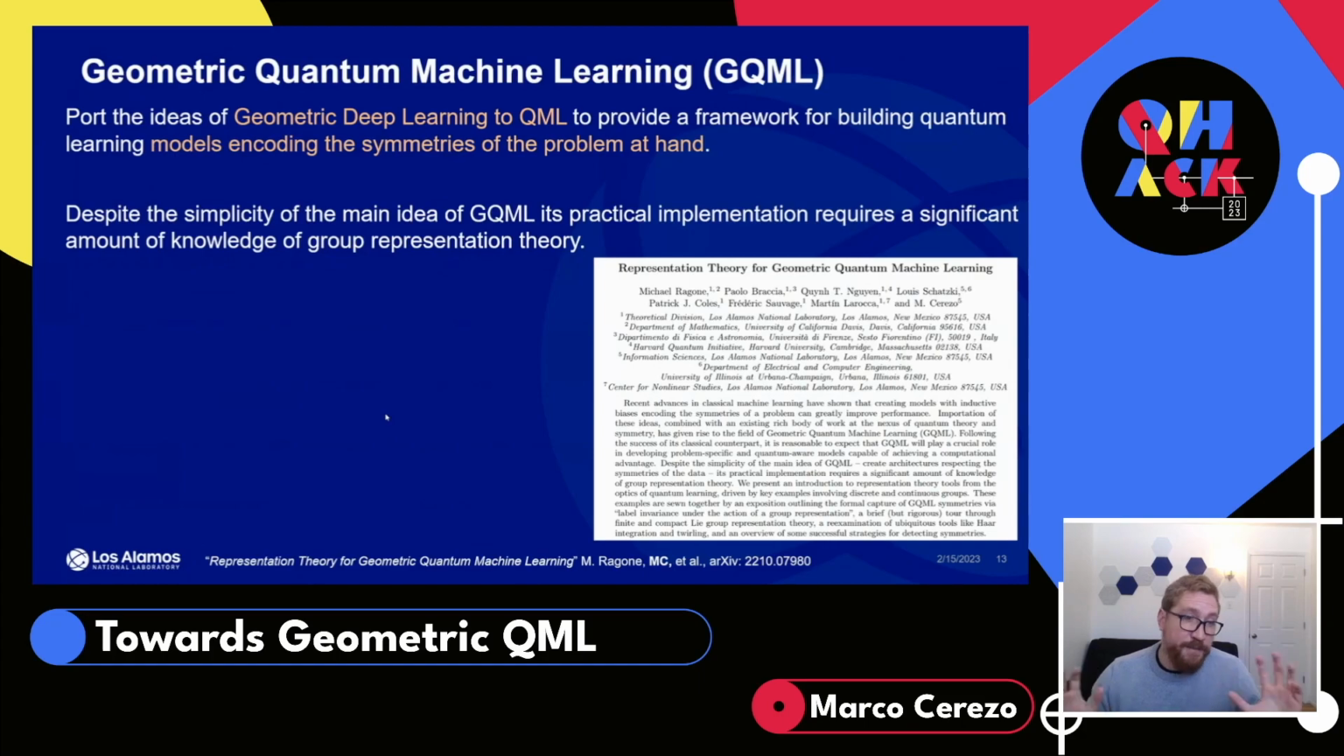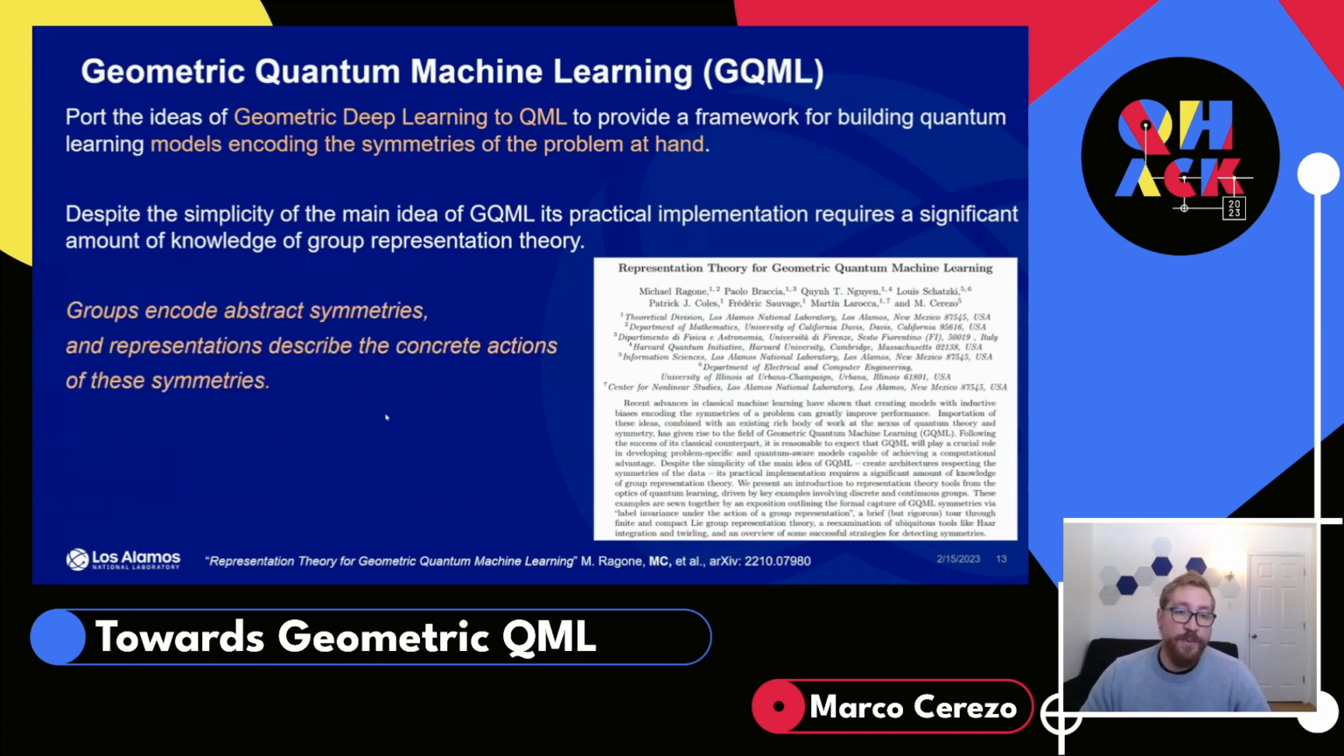Now, I'm going to make a disclaimer here that despite the simple ideas of geometric quantum machine learning, whenever you want to go and implement it, you need to have a significant amount of knowledge of group theory and representation theory. So we already know that groups encode symmetries in an abstract way, right? And they compose as a group. So I have a rotation and another rotation, I compose them, that's a rotation, right? So the composition rule of a group applies to symmetries, right?